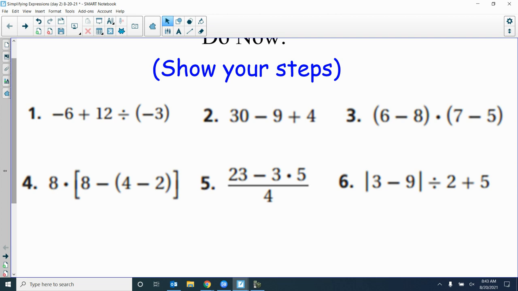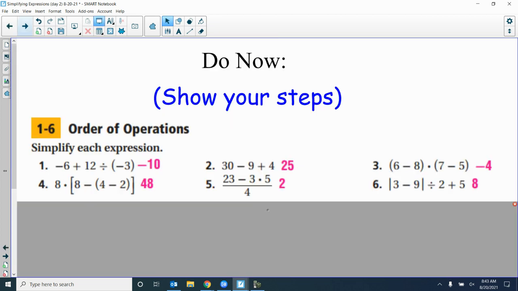All right, let's start looking at this stuff here. Good job from what I'm looking at and showing your work. I didn't see everybody's, but from what I'm looking at. I'm just going to give you the answers for right now. We'll go over them in a second. -10 for number one. The second one, +25. The third one, -4. The fourth one, 48. The fifth one, 2. And number 6 is 8.